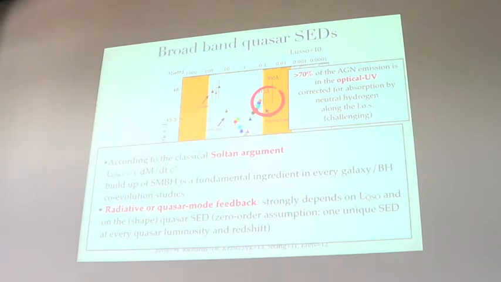And in radiative or quasar-mode feedback, one should assume what the AGN SED looks like. This is actually extremely tricky, because the zeroth-order assumption is one unique SED for every quasar at every luminosity and redshift. I'm going to show you that this is actually not correct.